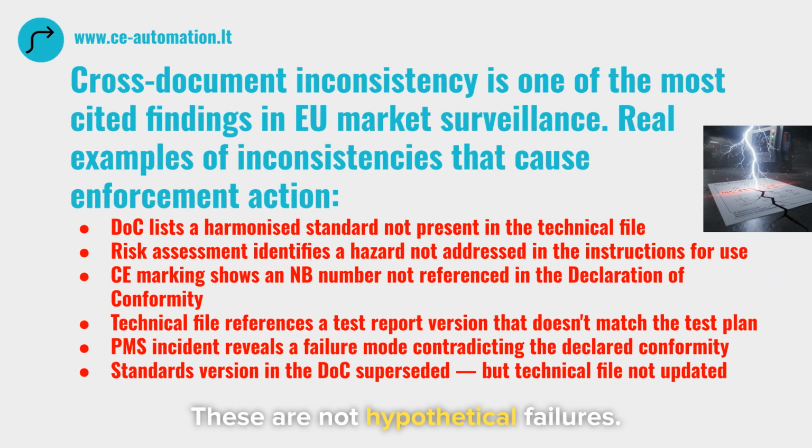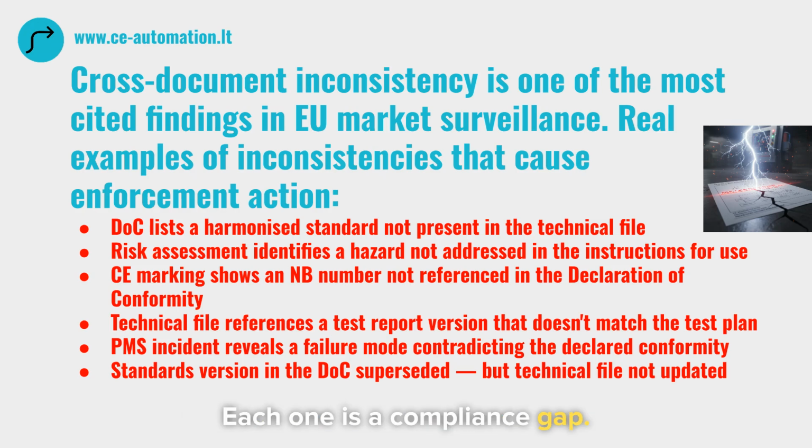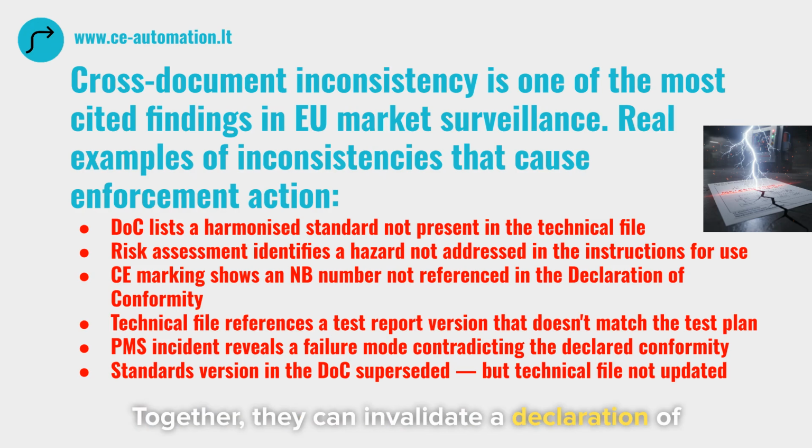These are not hypothetical failures. They are among the most common findings when market surveillance authorities examine CE documentation. A standard listed in the declaration but absent from the technical file. A hazard identified in the risk assessment that never appeared in the instructions for use. An NB number on the product that the declaration of conformity doesn't mention. A superseded standard still cited in the DOC after the technical file was updated. Each one is a compliance gap. Together, they can invalidate a declaration of conformity that took months to produce.